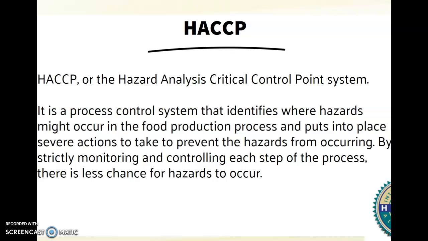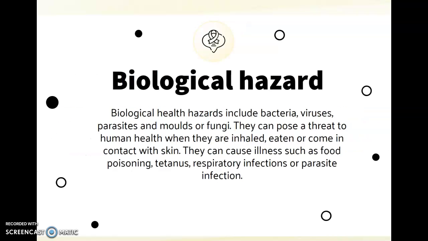We have different categories of hazards, such as biological hazard. Biological health hazards include bacteria, viruses, parasites, and molds or fungi. They can pose a threat to human health when they are inhaled, eaten, or come in contact with skin. They can cause illnesses such as food poisoning, tetanus, respiratory infections, or parasite infection.